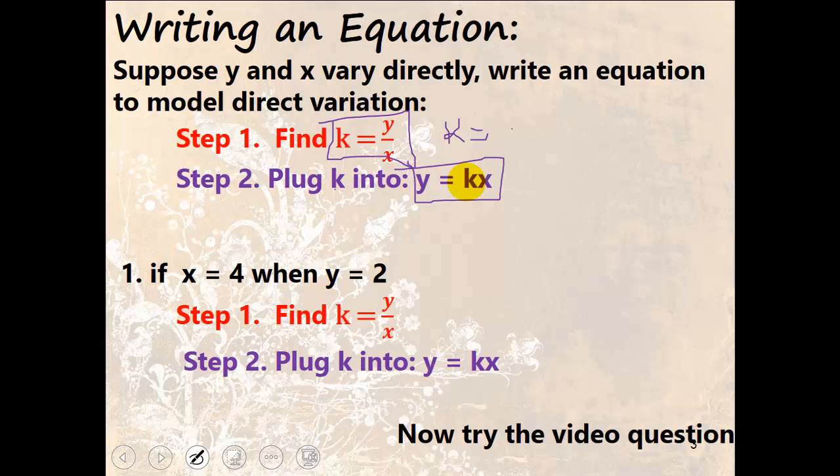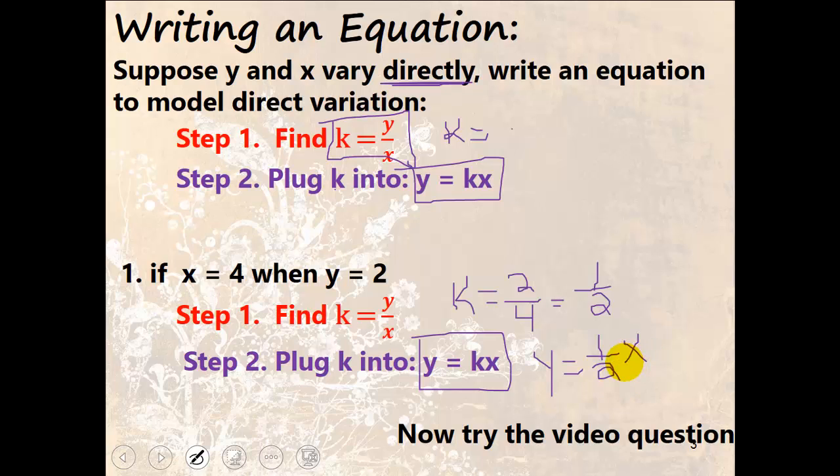So let's work out an example. If x equals 4 when y equals 2, and we know that they vary directly because the directions will tell us how it varies most of the time, write an equation to model that variation. Well, we first have to find k. So we're going to take 2 and divide by 4. That gives us a half. And then once we have that, we're going to just plug it into our equation, y equals k times x. So y equals 1/2 times x.